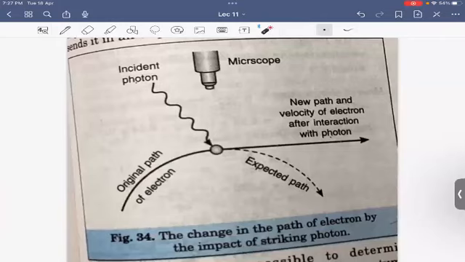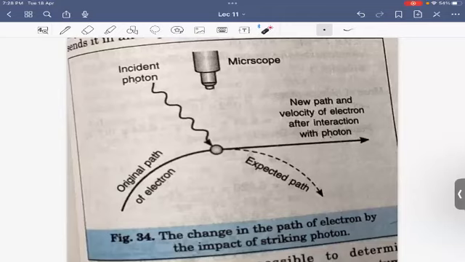To determine the position of an object, we must be able to see the object. This can be done with the help of light of suitable wavelength. When the beam of light falls on the object, here this is the object, and this is the incident photon, and the reflected ray enters our eye, we get to know about the position of that object. Now if the object is large, its position and velocity will not change by the impact of striking photons. Thus it will be possible to determine both the position and velocity of the object simultaneously.